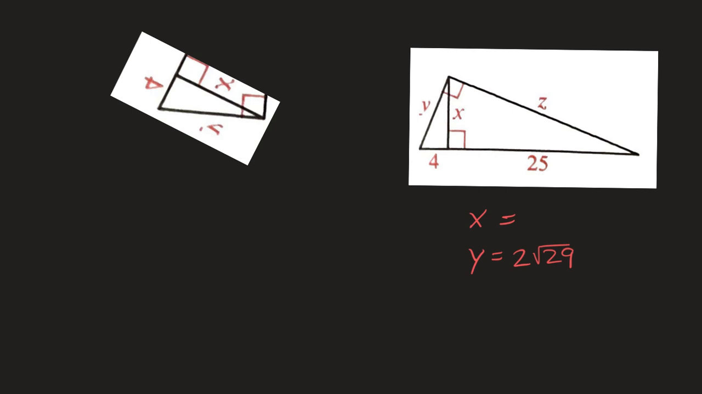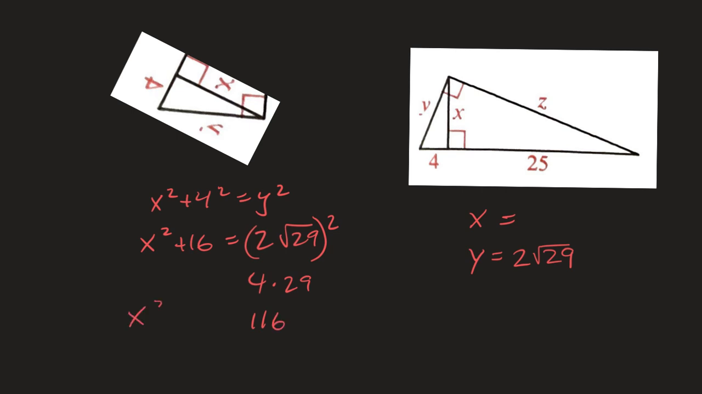And to find the value of x, we could use the Pythagorean theorem, where that'd be the legs squared, the sum of the legs squared. So x squared plus 4 squared equals y squared. And so that would be x squared plus 16 is equal to y squared, which is 2 times the square root of 29. That needs to be squared. So that is going to be 4 times 29, which is 116. So it's x squared plus 16 equals 116.